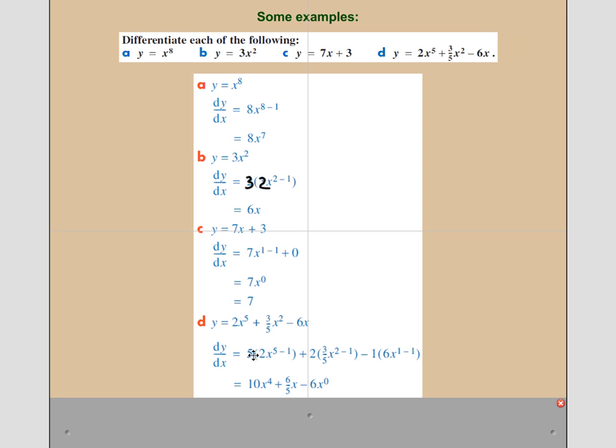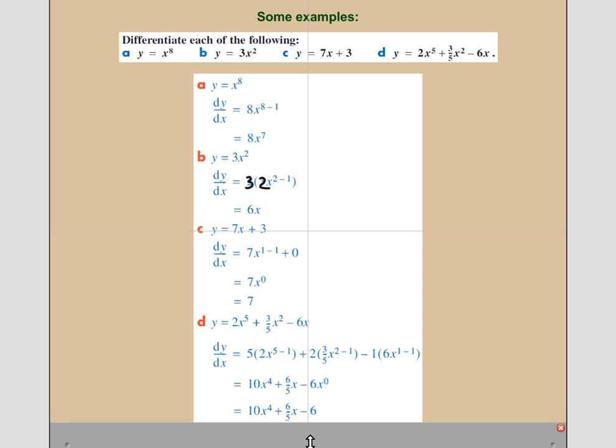So we've got then 2 5s are 10x to the 4. This will be 2 3s are 6 over 5, and it's x to the power of 1, which is of course x. And x to the power of 0 then is 0. So that simplifies then that the derivative is 10x to the 4 plus 6 over 5x minus 6.